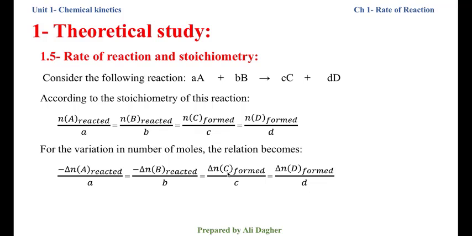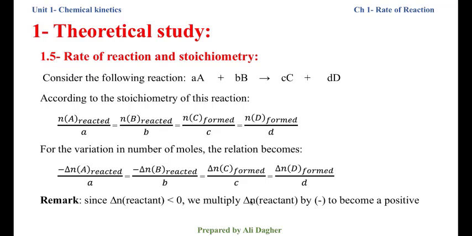The variation in product is positive, while the variation in reactant is negative. For the equality to remain valid, we should multiply the variation in reactant by minus to obtain a positive value equal to the positive value of the product. Remark: since delta n of reactant is less than 0, we multiply delta n of reactant by minus to become a positive value.